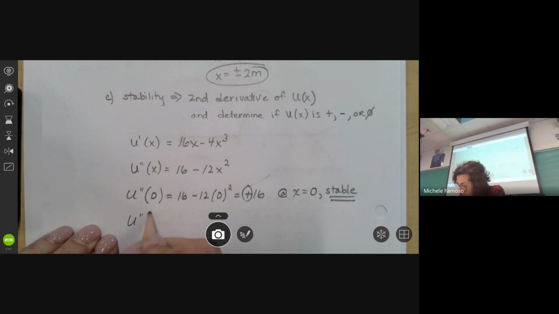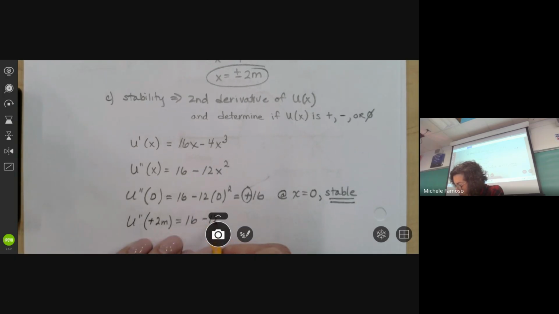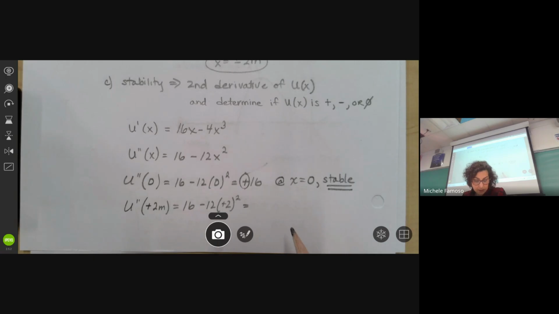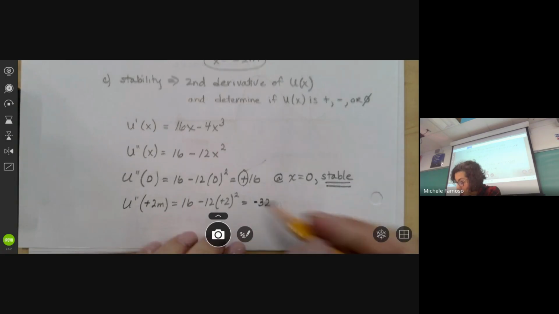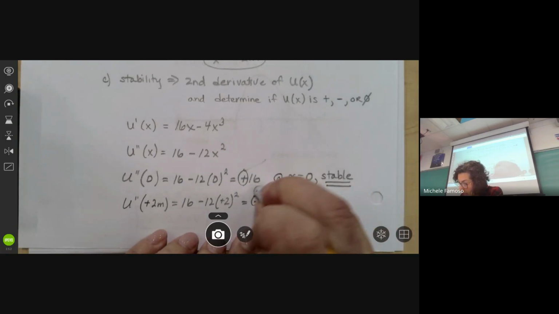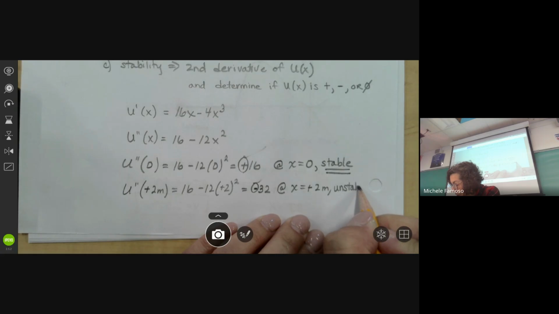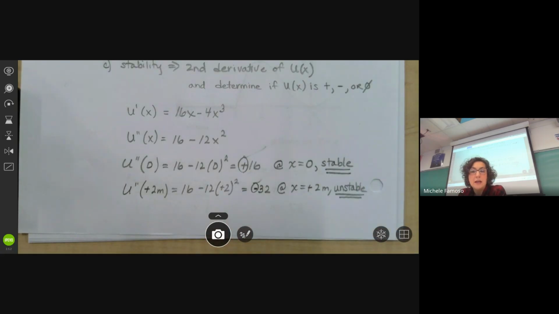I'm now going to evaluate that at positive 2 meters. So that's 16 minus 12 times positive 2 squared. So that is negative 32. I don't care that it's 32. I care that it's negative. That negative tells me that at positive 2 meters, this is an unstable equilibrium position. That's where the graph is concave down.